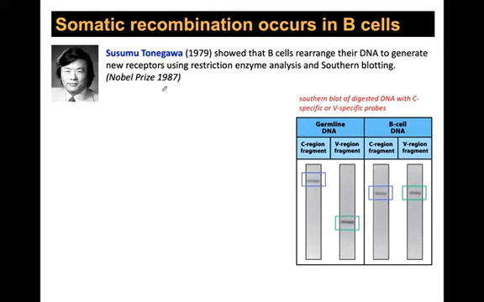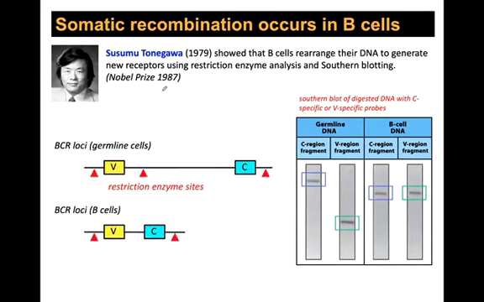But if he looked in mature B cells, he saw that that migration pattern changed. This is DNA that he's taken and chopped up with a restriction enzyme to get different restriction fragments. And his conclusion from this was that the B cells are rearranging their DNA. What it looks like is this. In the germline DNA, you have the V regions and the C regions separated by large segments of DNA.